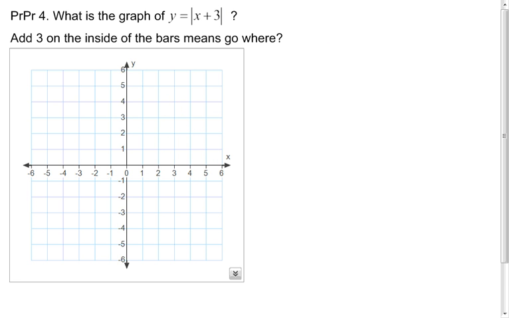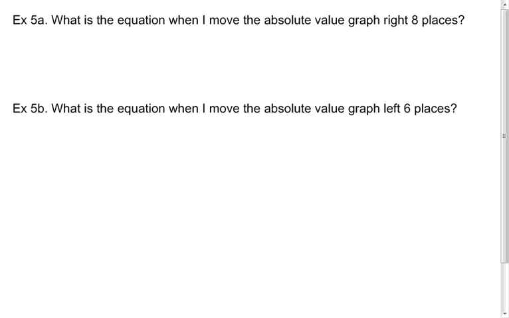One for you. If I add 3 on the inside, where do I go? And then graph it. What is the equation? What happens to the equation when I move the absolute value graph to the right 8? Well, to the right 8, right means I subtract on the inside of the bars. So there's my bars, and I'm going to subtract 8 on the inside.